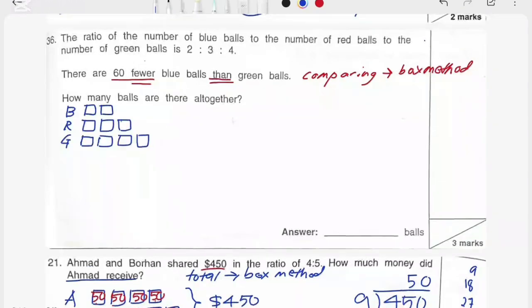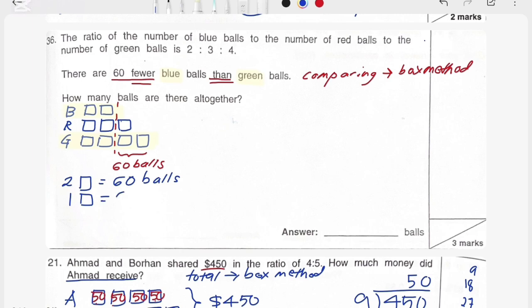Let's draw 2 boxes for the blue balls, 3 boxes for the red balls, and 4 boxes for the green balls. Let's read the second line again. There are 60 fewer blue balls than green balls. So we're only comparing between the blue balls and the green balls. Blue has 2 boxes and green has 4 boxes. So when you compare blue and green, green has 2 extra boxes, and those 2 boxes are equal to 60, since there are 60 fewer blue balls. So those 2 boxes are equal to 60.